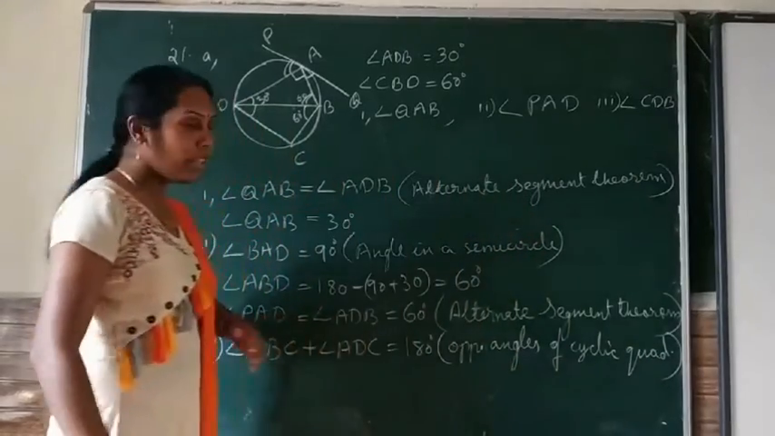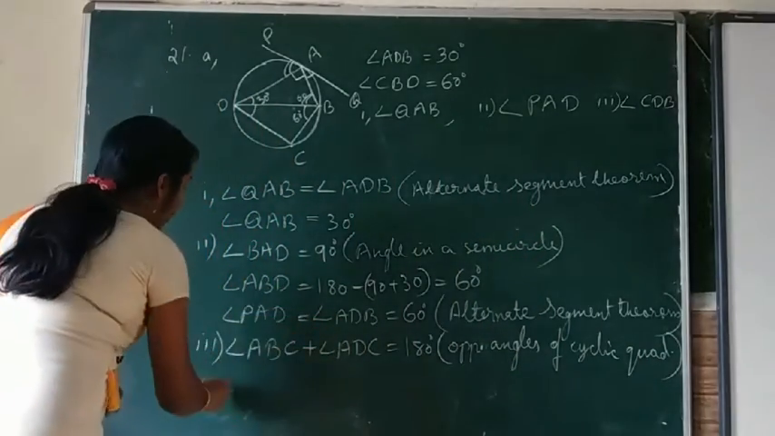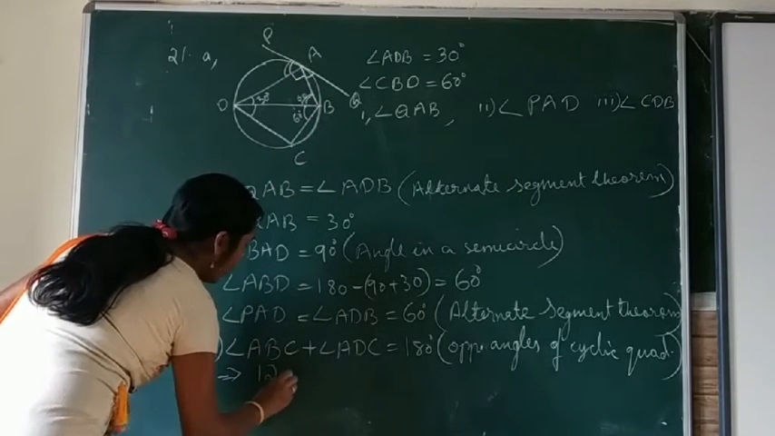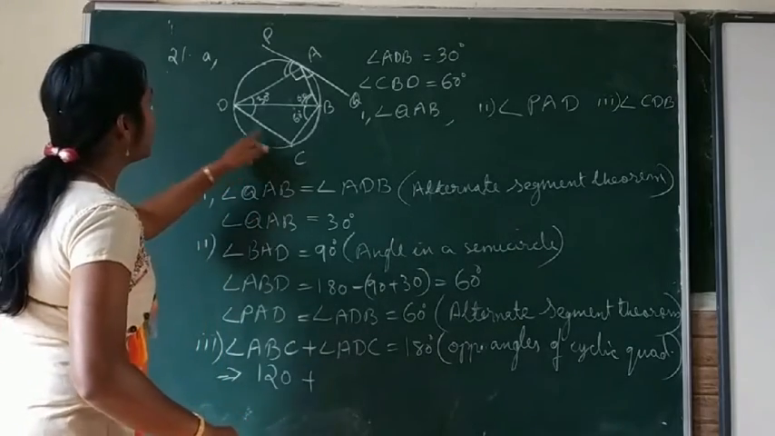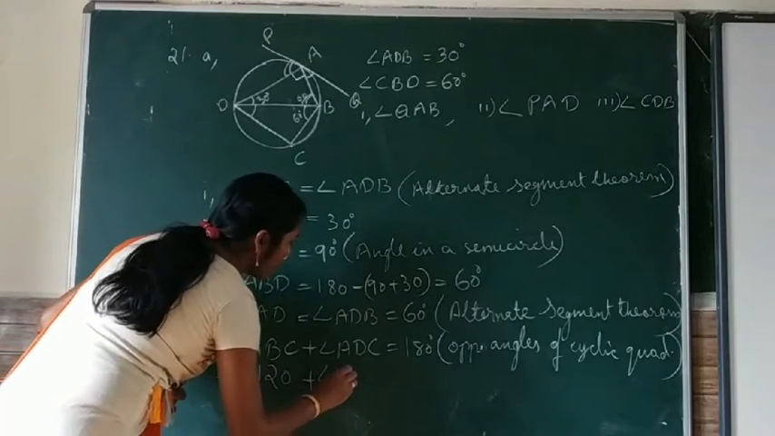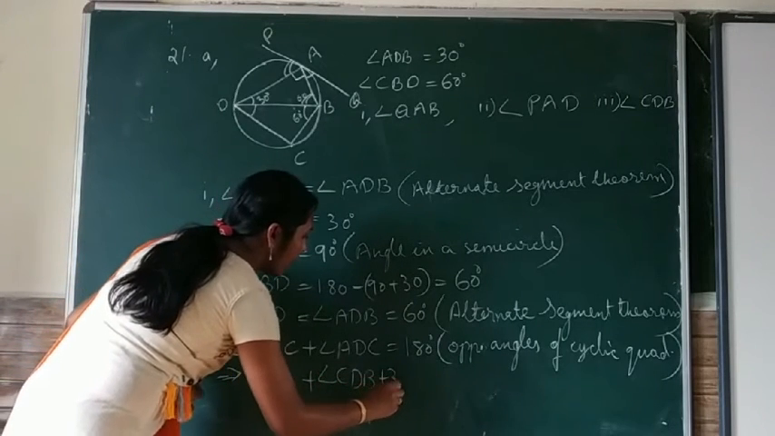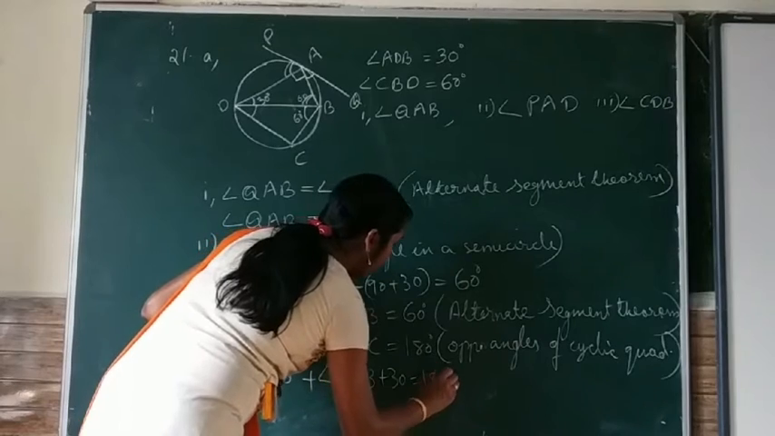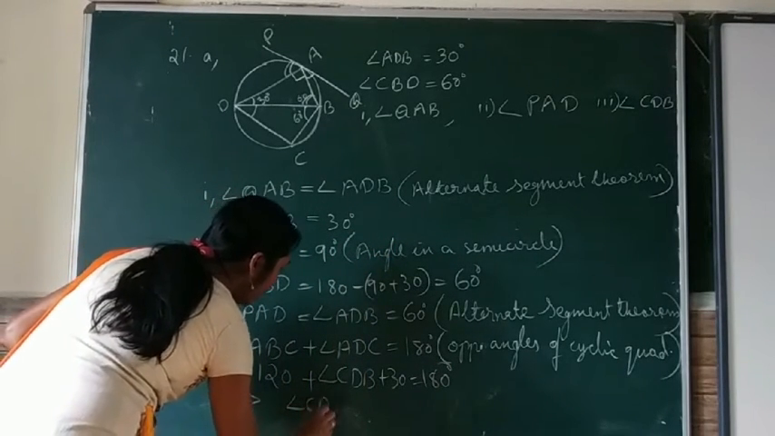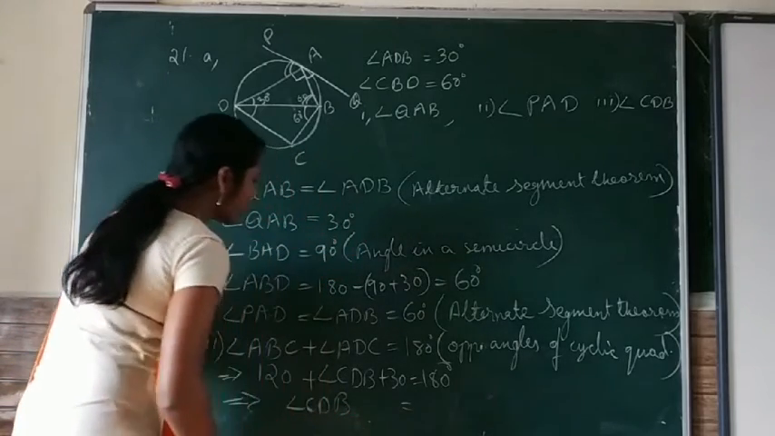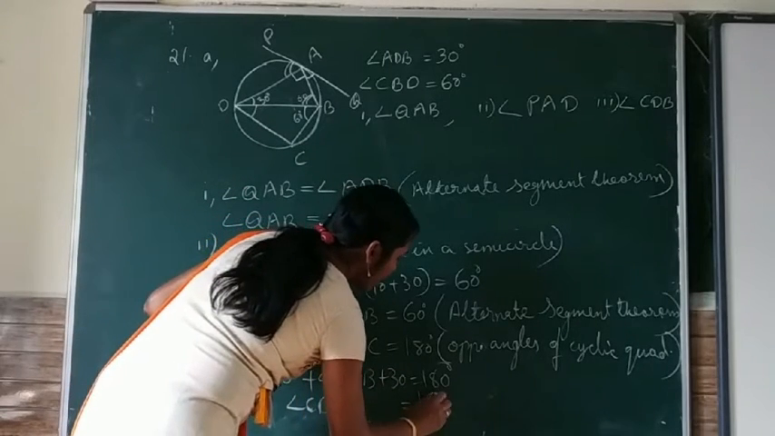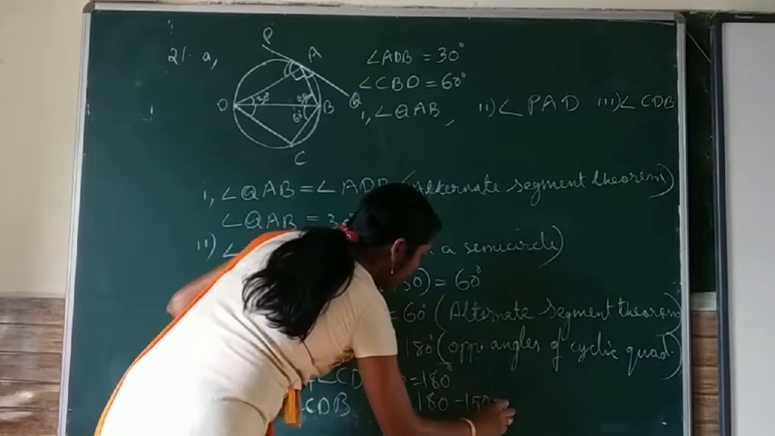We know that their sum is 180 degrees. Now that implies angle ABC is 60 plus 60, that is 120, plus angle CBD plus 30, angle CDB plus 30 is equal to 180 degrees. That means angle CDB is equal to 180 minus 150, that is equal to 30 degrees.